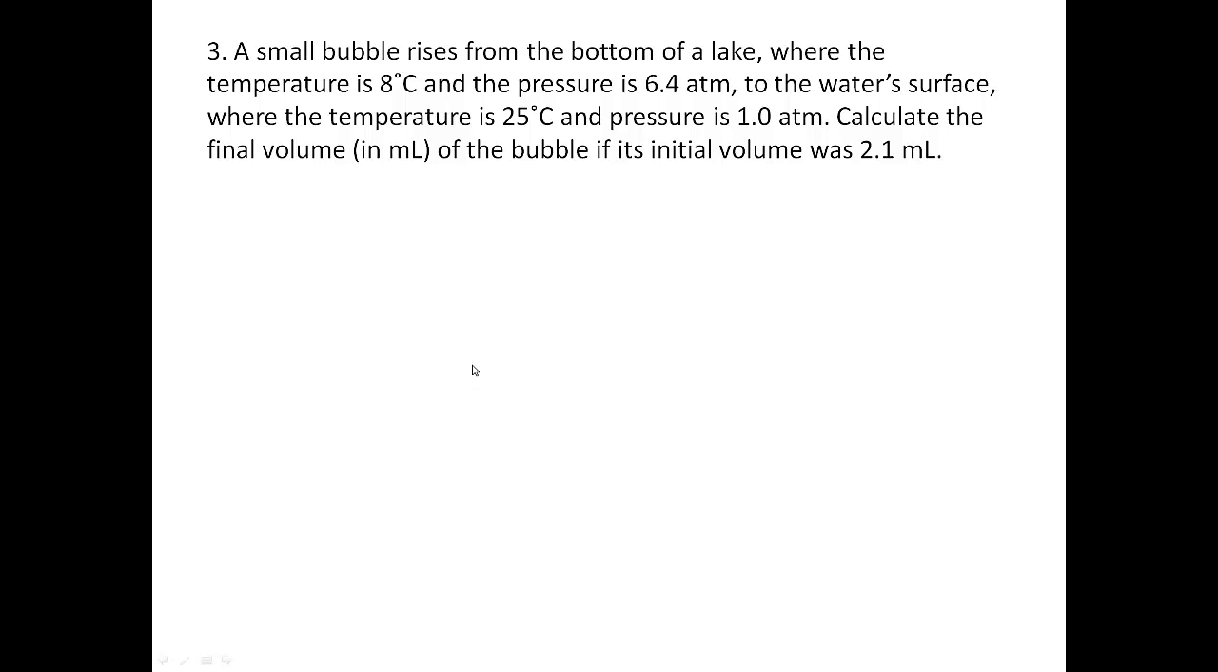Okay, next question. A small bubble rises from the bottom of a lake where the temperature is 8 degrees C and the pressure is 6.4 atmospheres. It rises to the surface where the temperature is 25 degrees C and 1 atmosphere of pressure. Calculate the final volume of the bubble if its initial volume was 2.1 milliliters.